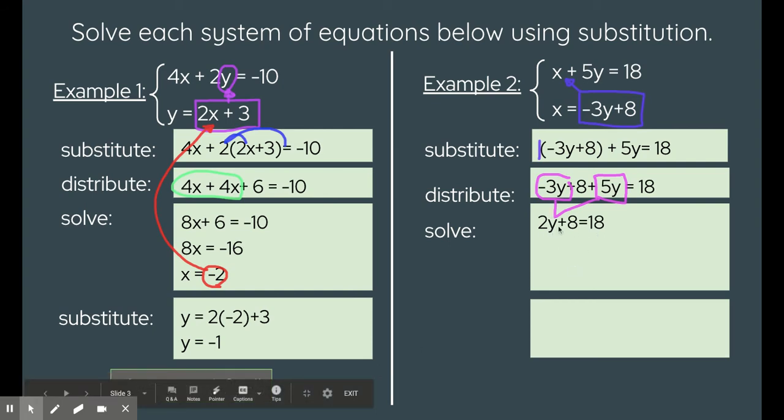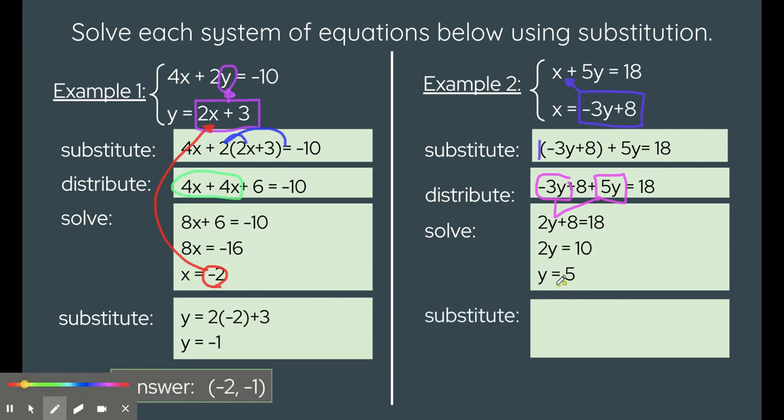Then I'm going to solve this by subtracting 8 to the other side. That's 10. 18 minus 8 is 10. Divide by 2 on both sides. 10 divided by 2 is 5. And there's the first half of your answer. Now we're going to take that and substitute it back in.